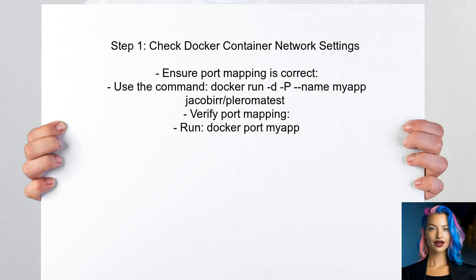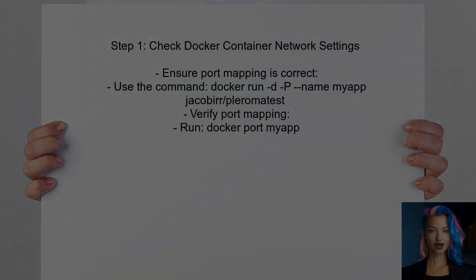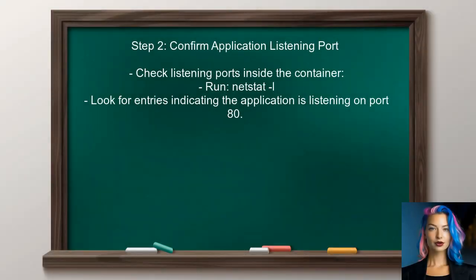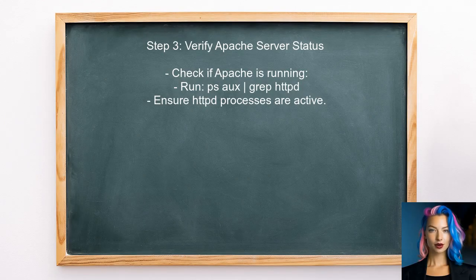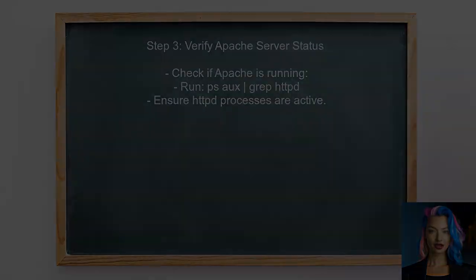To address the issue of not being able to access localhost on port 32769, the user should first check the Docker container's network settings. Ensure that the container is properly mapped to the host's port. Next, the user should confirm that the application inside the container is listening on the correct port. This can be done by checking the output of the netstat command. The user should also verify that the Apache server is running correctly within the container. This can be done by checking the process list for httpd.